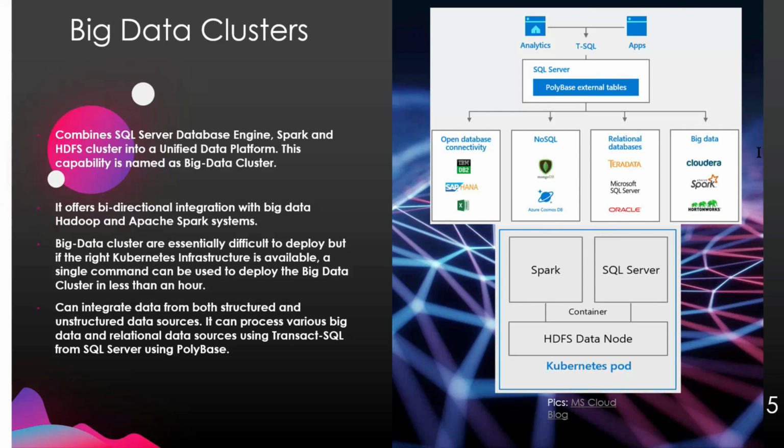If you take a look at the right side, it basically has two pictures. The first one is more related to what we are talking about. You can see Spark, SQL Server, and there is a container. It's connected to the HDFS data node, and then we have the Kubernetes pod. So that's the architecture, at a very high level.